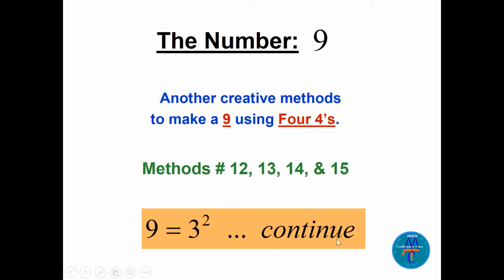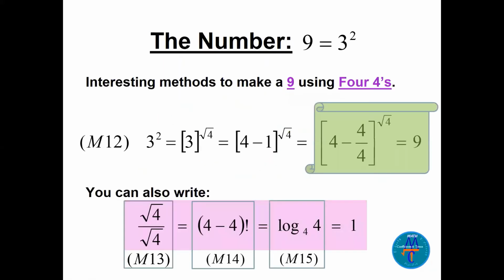Can you continue here? 3 squared. We know 9 is 3 squared. How can I change 3 squared into something that has 4 fours? I know this 2 is easy. I can write square root of 4 in the power. How about the 3? Now you can try it a little and then you can check the answer here. Interesting methods.